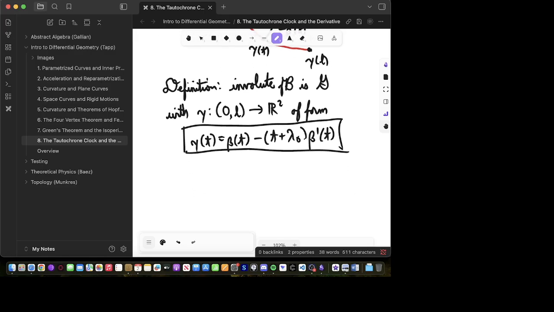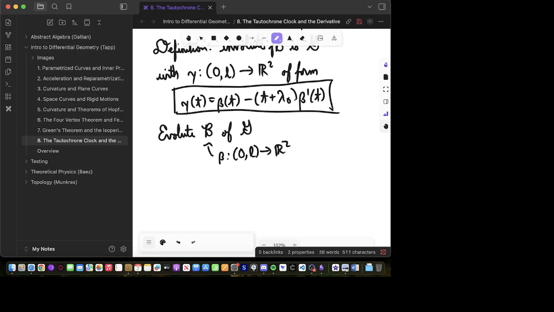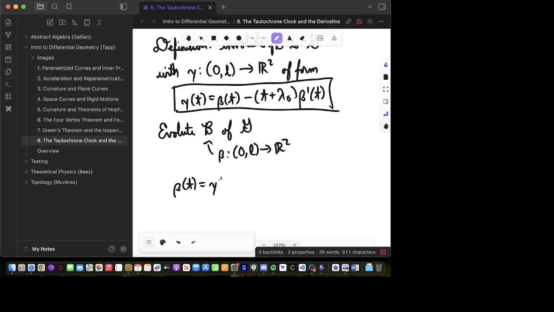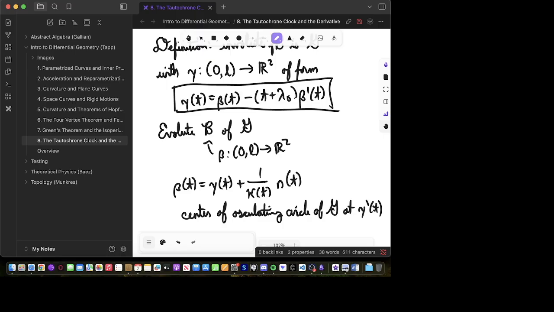Similarly, we can define the evolute B of a plane curve G with parametrization beta from 0 to L to R squared given by the following expression, which is the center of the osculating circle of G, gamma, forget the prime.